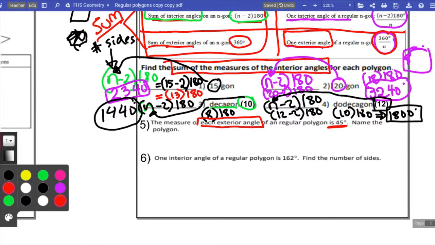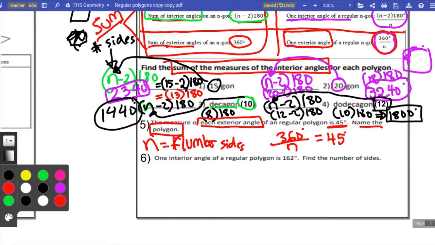So what we need to figure out is the number of sides of this polygon. I'm going to write the formula first, which is 360 degrees over n. I know the angle is 45, but they want me to name the polygon. To name the polygon, I need to know the number of sides, and to find the number of sides, we really need to find n, because n is the number of sides.